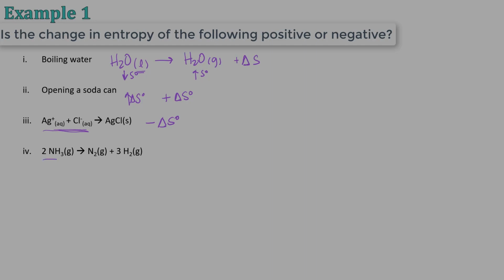And here we've got 2 moles of a gas, and we're forming 4 moles of a gas, one here and one here, so that's 4. And so that is an increasing entropy because we have more moles of gas, which lead to higher entropy. This is really important.